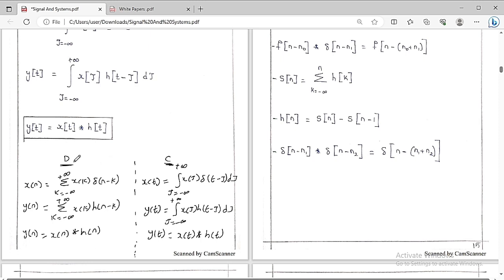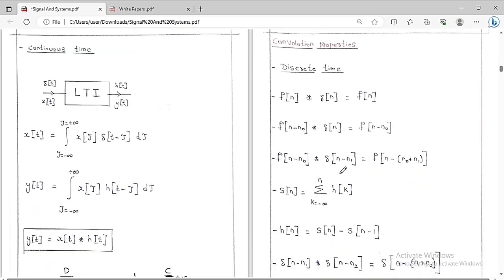So here with discrete time domain, x of n is equal to sigma k equals minus infinity to plus infinity of x of k into delta of n minus k, and y of n is equal to sigma k equals minus infinity to plus infinity of x of k into h of n minus k. So y of n is the x of n convolution of h of n. Here in the continuous time domain, x of t is equal to the integration from tau equals minus infinity to plus infinity of x of tau delta of t minus tau d tau, and y of t is equal to the integration from tau equals minus infinity to plus infinity of x of tau into h of t minus tau into d tau, and y of t is equal to x of t convolution of h of t. So these two things always you have to keep in your mind.